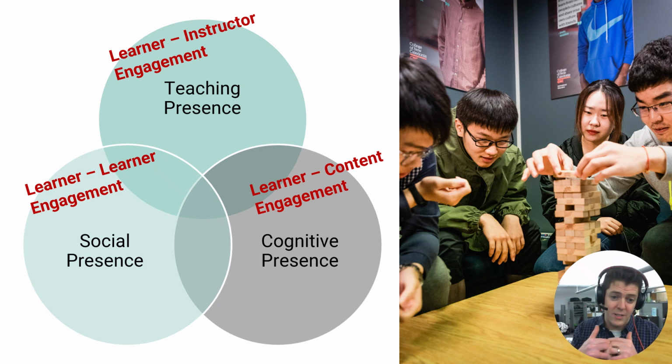So cognitive is about the learner and the content engaging together and what that engagement looks like. Social, more so learner to learner, and teaching, learner to instructor. So you might think of that also as social, but in this case, they're talking about teaching as the way the learners are interacting with their instructor. Social more so in a peer sense of learner to learner.